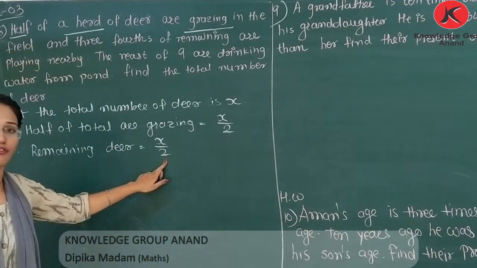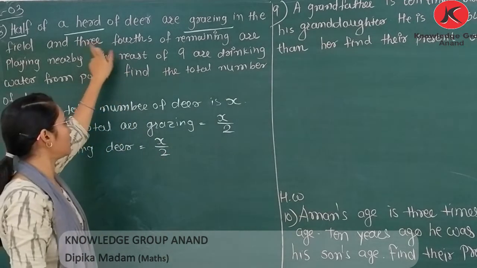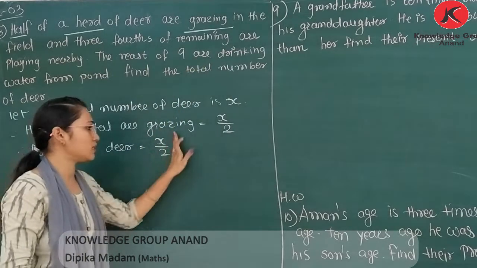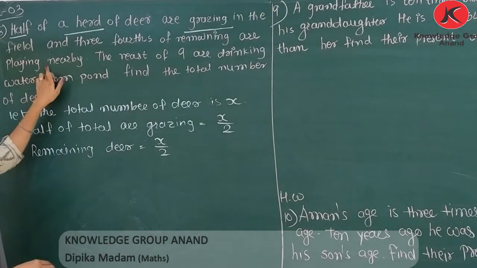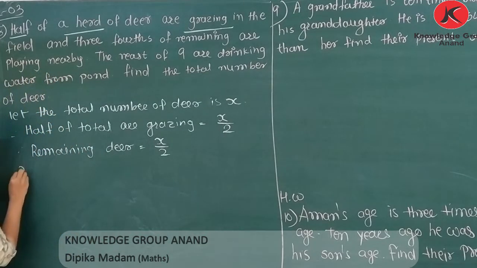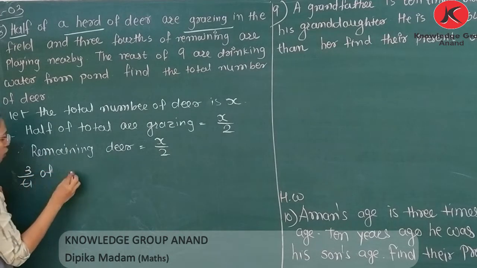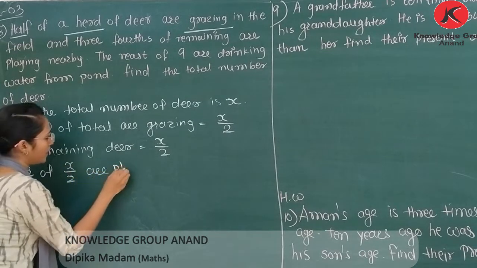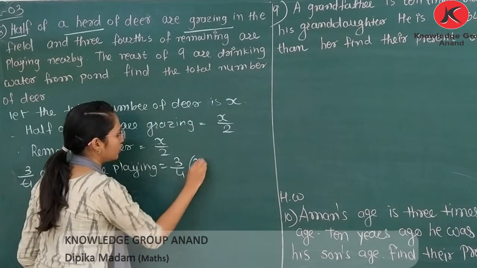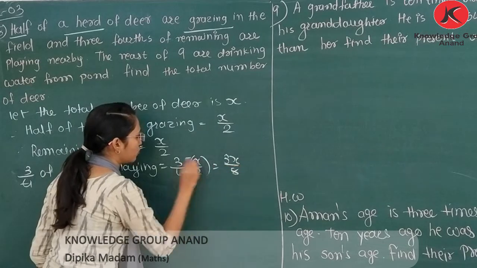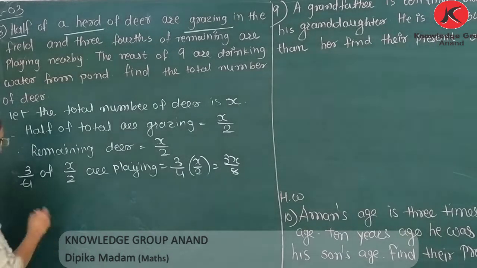So what is the remaining number of deer? X by 2 is the remaining number of deer. But it is written 3/4 of the remaining. So we need to take 3/4 of the remaining, that is 3 by 4 multiplied by X by 2, and they are playing. So 3 by 4 of X by 2 are playing. We can write 3 by 4 into X by 2, that is 3X by 8. 3 is multiplied with X and 4 is multiplied with 2. And 9 are drinking water.